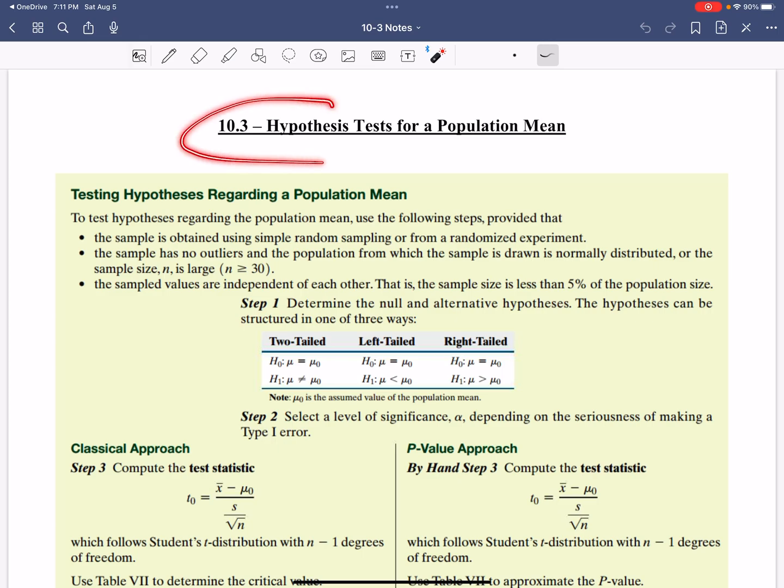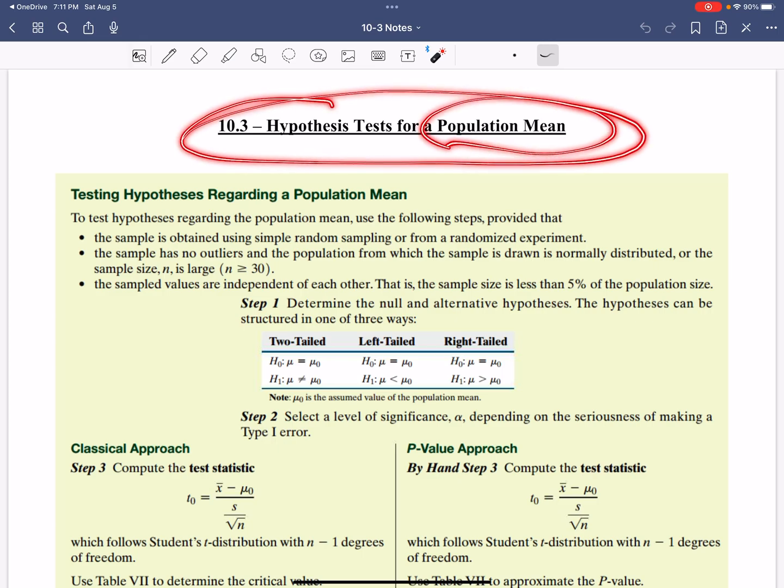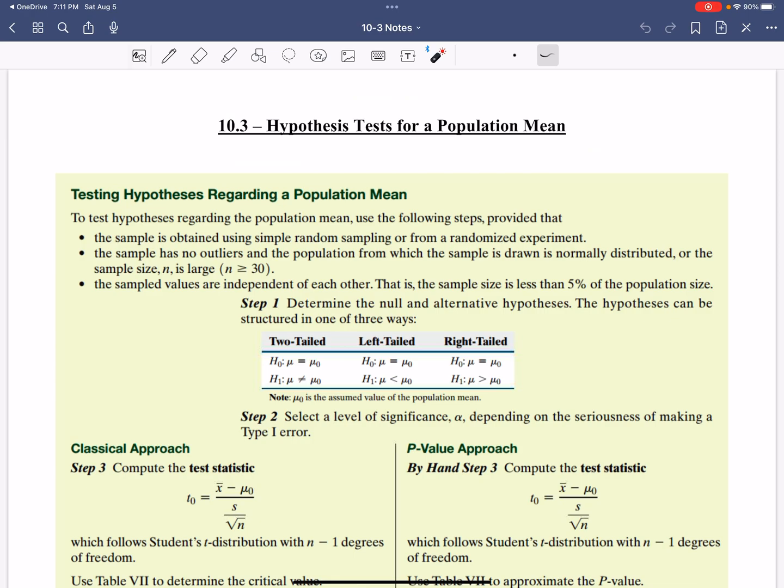So we are now going to look at hypothesis tests for the population mean. We worked through what it was for the proportion. Now we're going to see how it is affected with the mean. Right off the bat, you see that we have the criteria up front, and it's a little bit different before we jump into our steps.